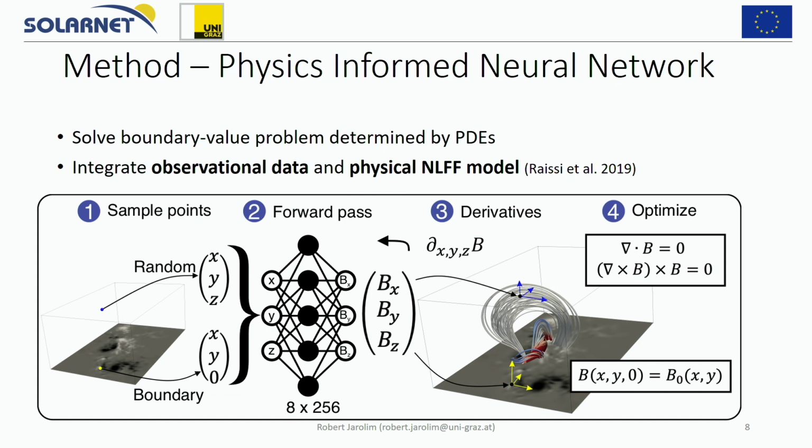And in the end, we find the solution that satisfies the boundary condition at the bottom and the physical equations in the entire simulation volume. So of course there will be some deviation, and this is also where the strength of this method is, that we can smoothly converge to a solution, where we still have a certain trade-off between the two conditions if they don't match.